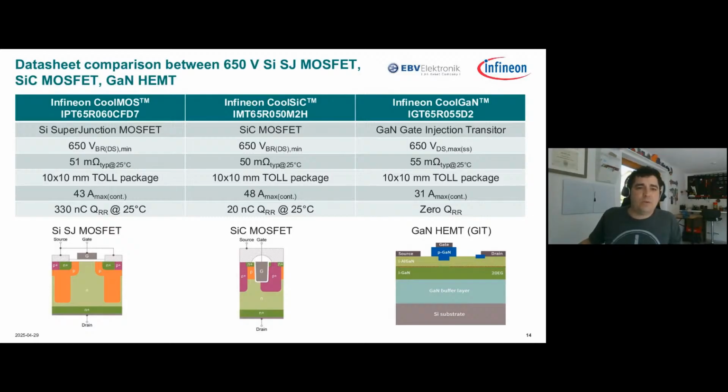So here what I'm going to do is walk through some characteristics of data sheets for devices that are all in the same TOLL package. They're all 650 volts rated. They're all about 50 milliohms, typical at room temp.